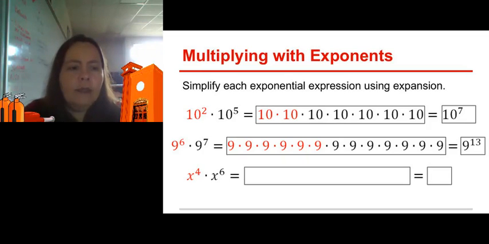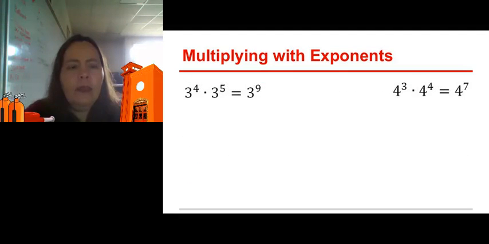In the third and final example, we have x to the 4th times x to the 6th. X multiplied 4 times, x multiplied 6 times. We have 4 red x's and 6 black x's, so we have 10 x's being multiplied, which gives us x to the 10th power. Now, as you've been looking at these, you may have begun to see some kind of shortcut that you might take, and that's what we're going to look at here.